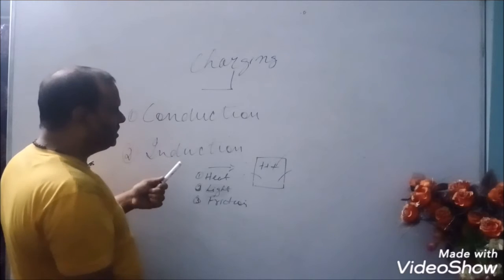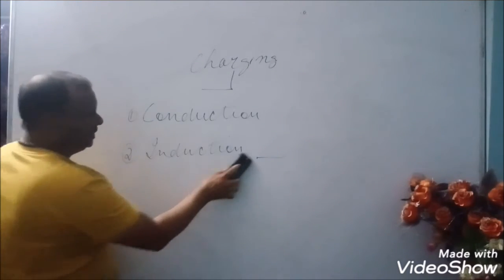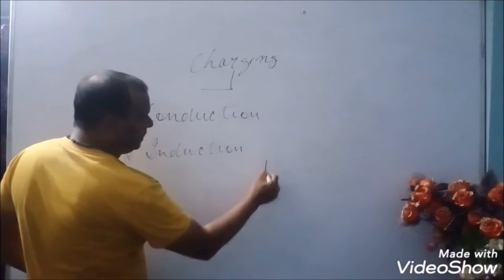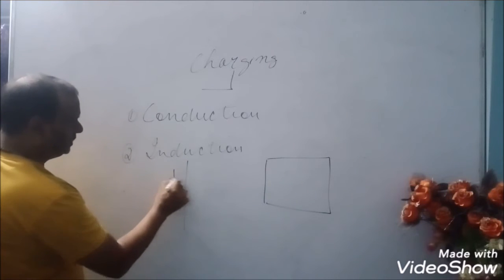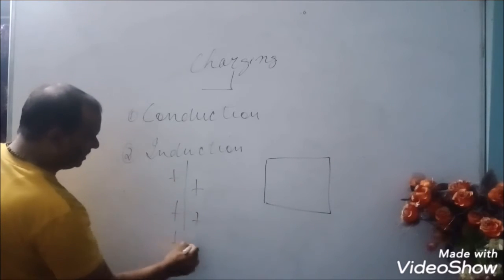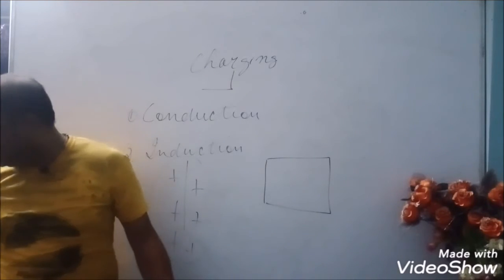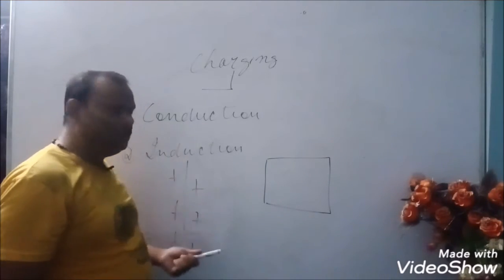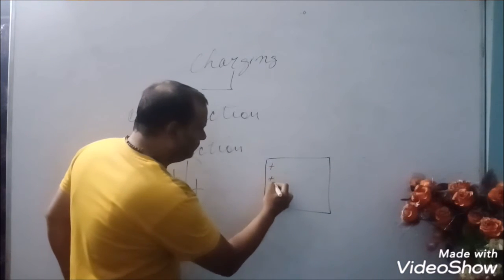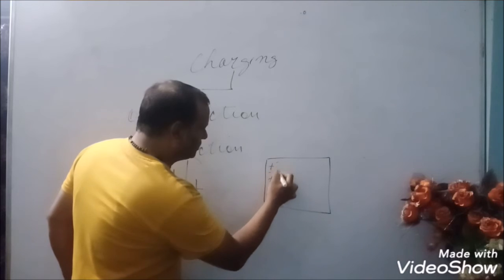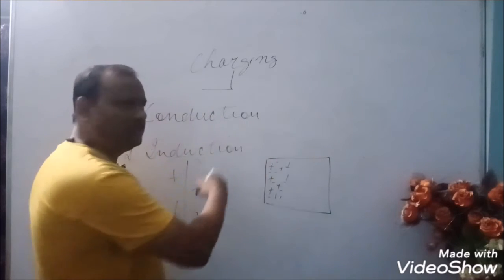Now next to conduction we come to another part, which is called induction. Induction is easy. Suppose I bring a charged body, a positively charged body. This I have charged by the process of heating, rubbing, friction, whatever way. The other body was having positive and negative, positive and negative, so many hundreds of them like this.